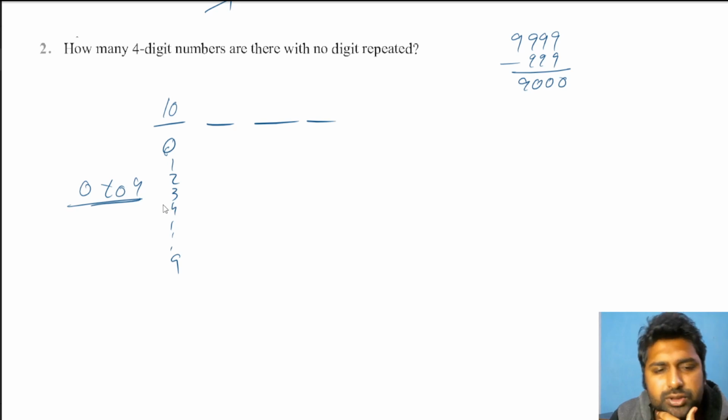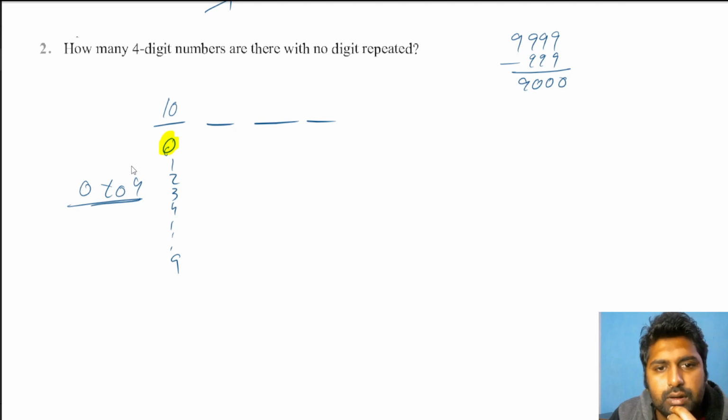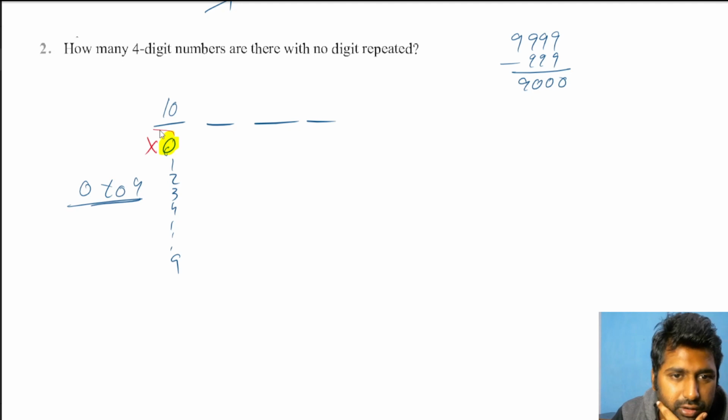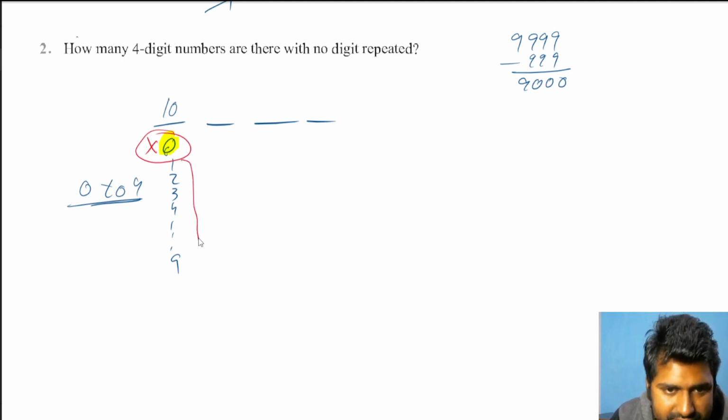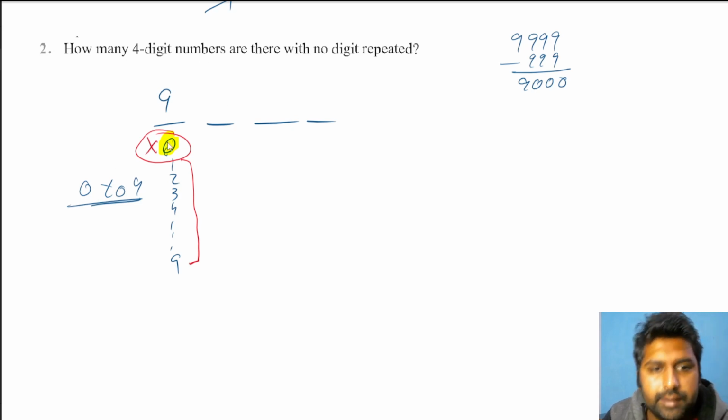Now think, is it correct? Do we really have 10 options? Can 0 come at the first position? If a number starts with 0, can I say it will be a 4-digit number this time? No. That means 0 is not allowed for the first position. That means you will have not 10 options for the first position, you will have only 9 options, because if the number starts with 0, it will not be a 4-digit number. Now for the second position, there is no restriction.